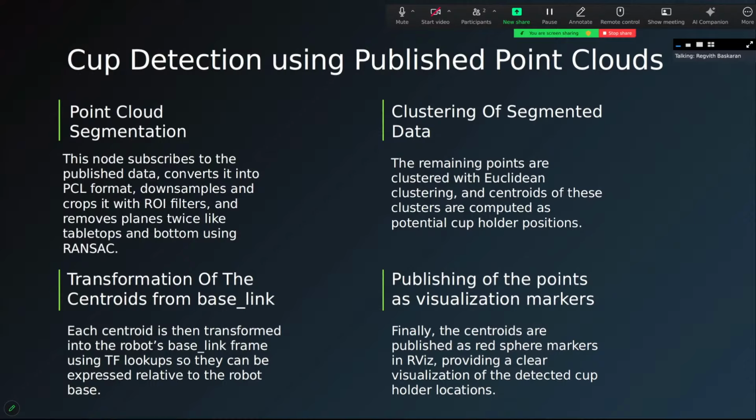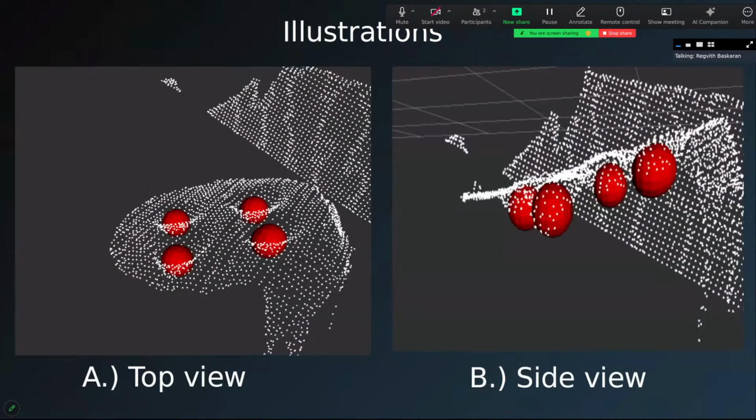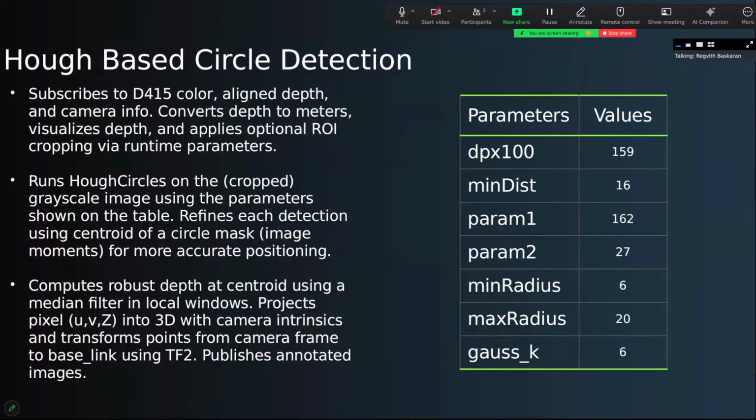And I transform these hole positions from the base link to the camera position, and that is done using a static TF, and that static TF gets appended to the points that are being detected by the camera images. And these points are being published as visualization markers. I'll show the image for that. This is the illustration, the red balls are the detected holes or the clusters. This is the top view and this is the side view. And I also use Hough-based circle detection.